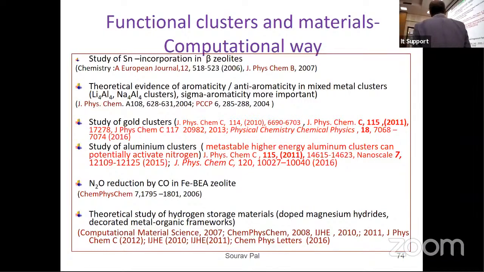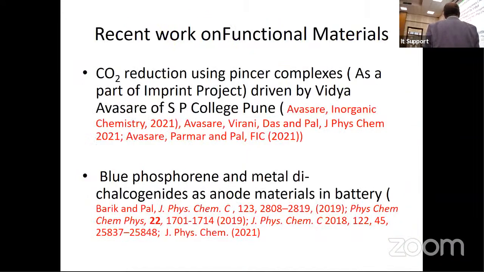And we published some early papers. Then a lot of papers on gold and aluminium clusters for catalysis. We published quite a few papers, and we keep publishing. Very recently also N2O reduction. Then of course hydrogen storage materials. And very few, very recent work on functional materials. We have looked at CO2 reduction using pincer complex.